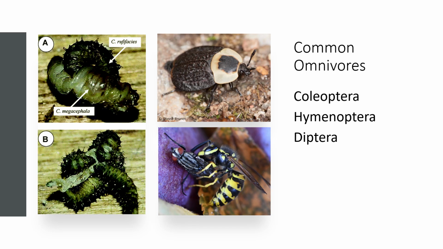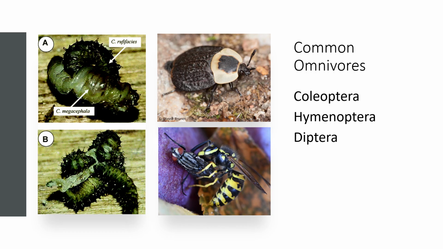Our common omnivores are going to be things like beetles. So the very top here is called an American carrion beetle, and also wasps. So they're going to come, they're going to be attracted to the tissues. They're going to feed on the carcass, but they're also going to feed on specifically maggots and other flies at the remains as well. There's also some flies that will actually consume other fly species.